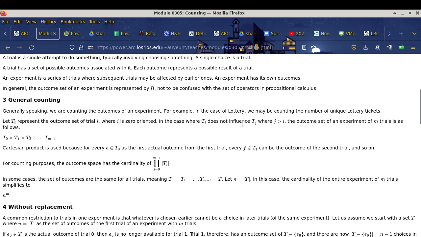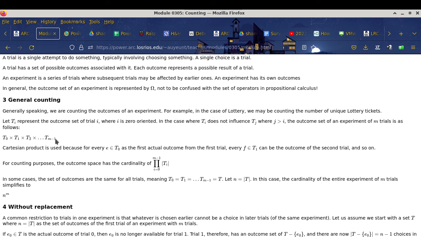In the case where T i does not influence T j, where j is greater than i, all this is saying is, no matter which trial we are talking about, it has the same outcome set. That's what this particular statement is trying to say. The outcome set remains exactly the same no matter which trial we are talking about. Then the outcome set of an experiment of m trials is going to be the Cartesian product between T0 and T1, and then take that and do another Cartesian product with T2, and then another Cartesian product with T3, and so on, all the way to T subscript m minus 1. Is that making any sense?